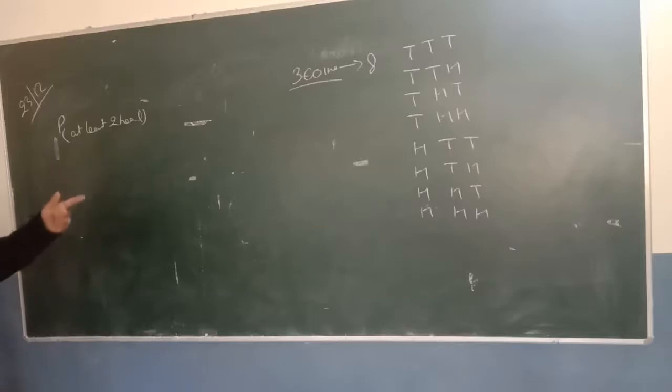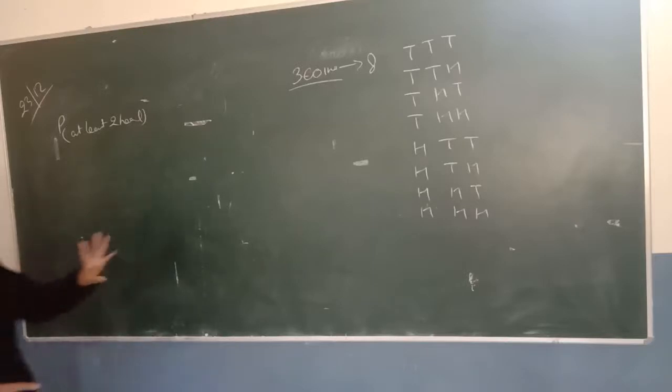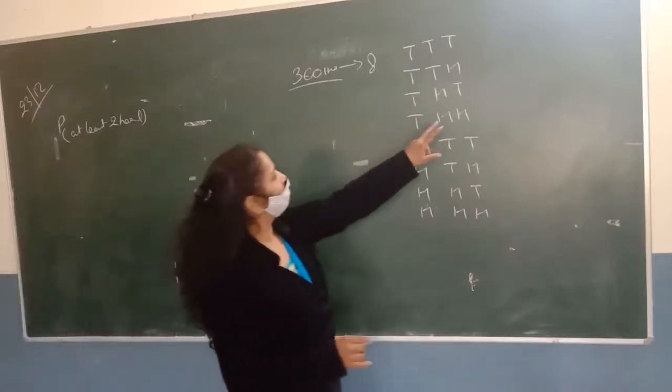How many favorable outcomes are there for at least 2 heads? 6 upon 8. At least 2 heads means there can be 2 heads, or more than 2 will also be counted, so there should be 2 heads or can be 3 heads. So you can count here 2 heads or 3 heads.